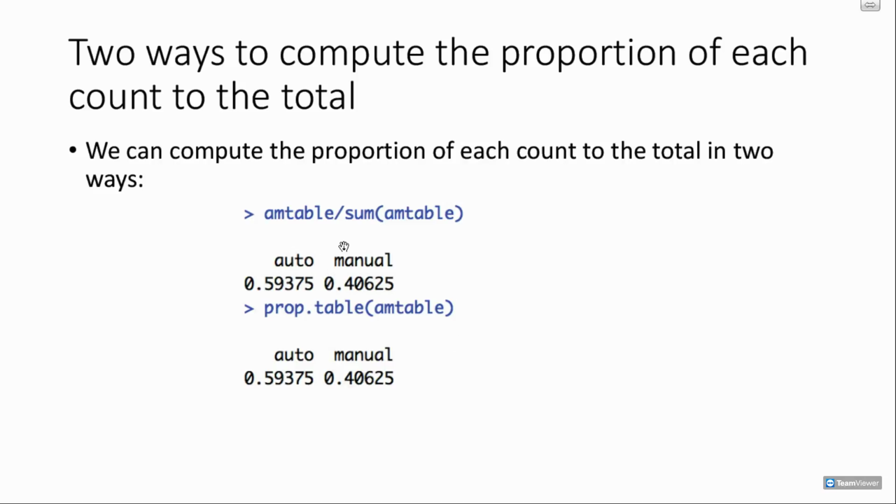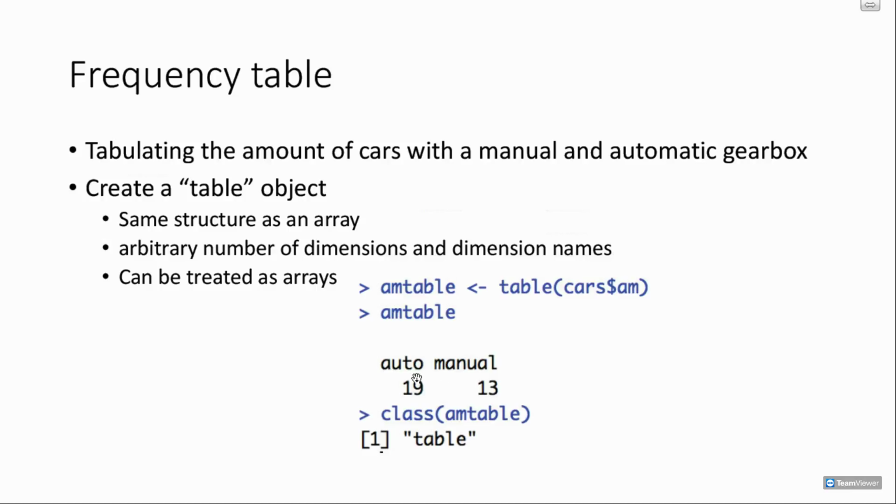To know the proportion of each value, you have 19 automatic cars and 13 manual cars. If you want to know the proportion, what is the meaning of a proportion? What is 19 in comparison to the total number of cars? So what percent of cars are automatic? The proportion or percentage is somewhat similar.